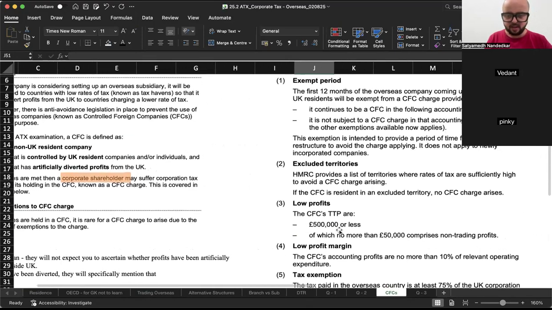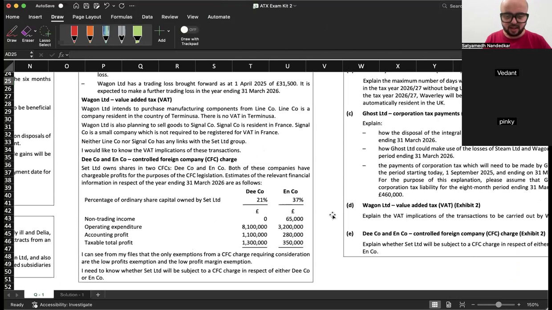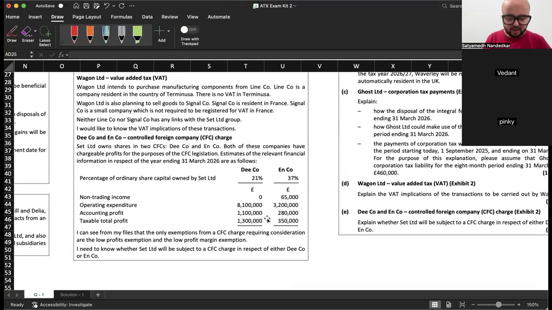CFCs, ठीक है, low profit CFCs TTP is 5 lakh or less, of which no more than 50,000 comprises non-trading profit. ठीक है, look at the other company which is N company. Its taxable total profit is 3,50,000, which is okay.